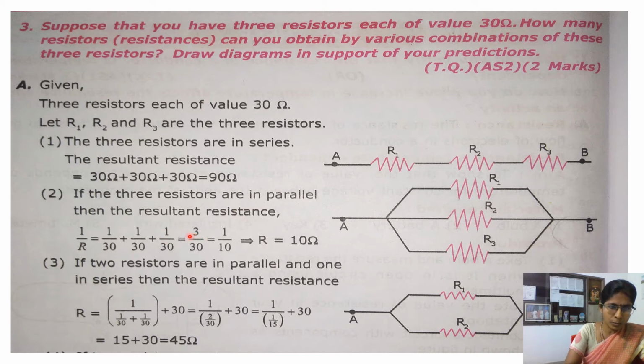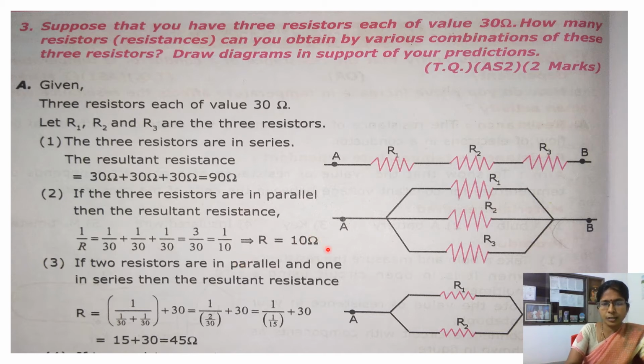So the sum of three fractions 1 by 30 plus 1 by 30 plus 1 by 30 is equal to 3 by 30. And when you simplify this one, 3 ones are 3, 3 tens are 30. So it is equal to 1 by 10. So here you have got the value that 1 by R is equal to 1 by 10. From this, R is equal to 10 ohms, the reciprocal of it. So this is possible when the three resistors of 30 ohms each are connected in parallel combination.